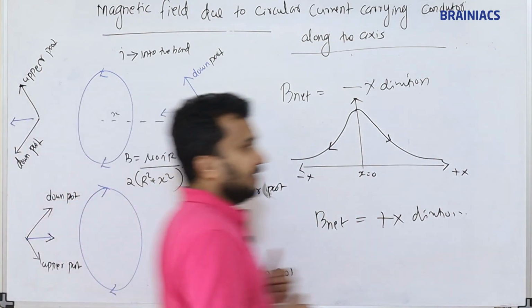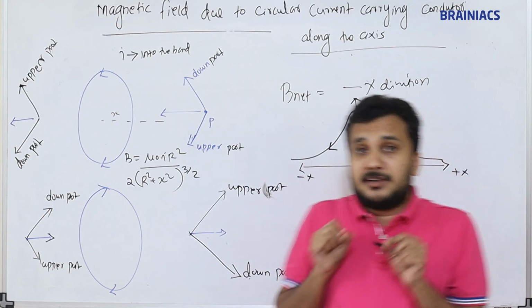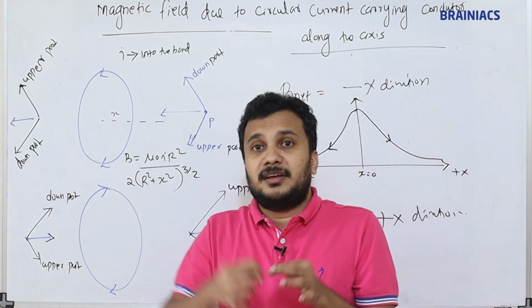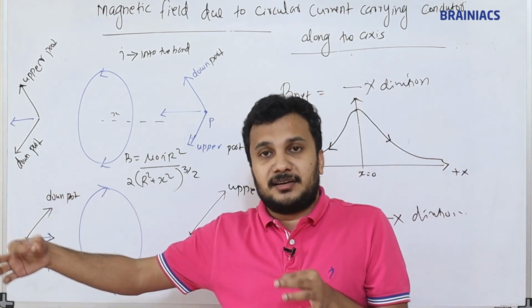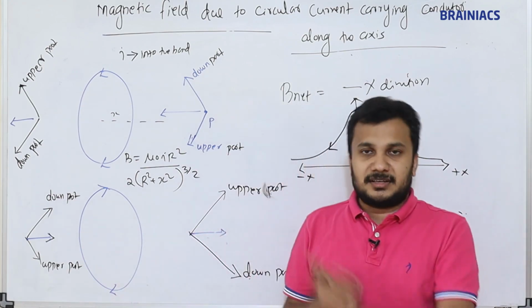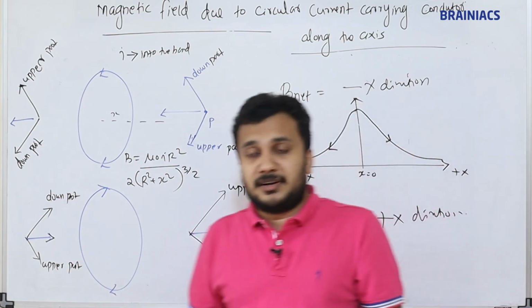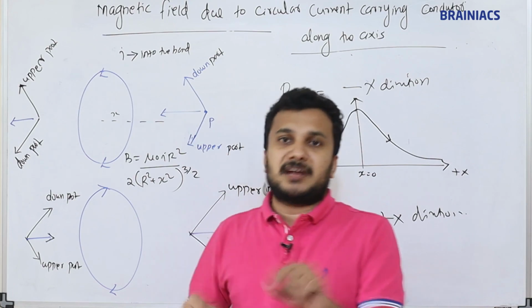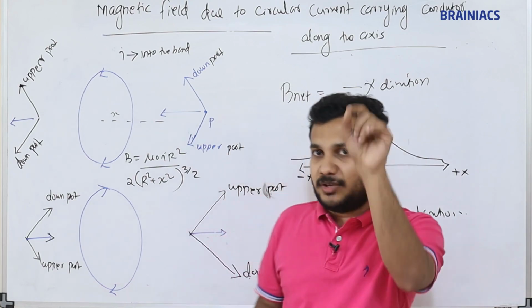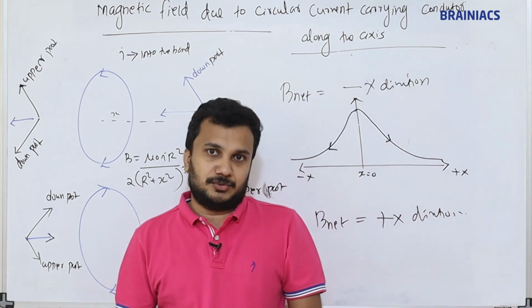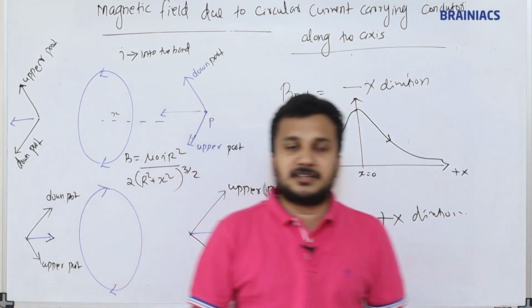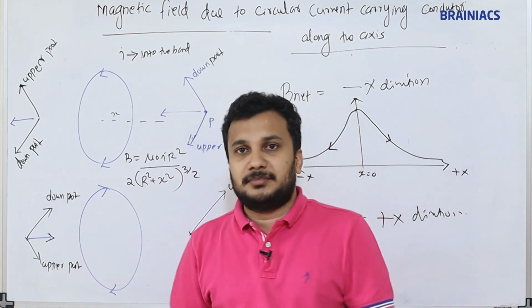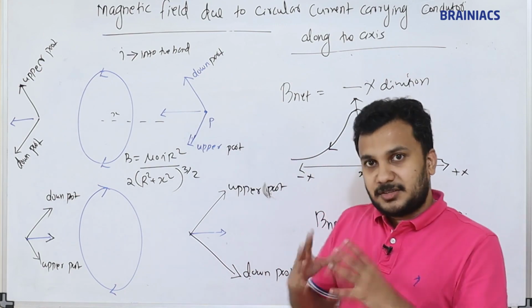Hope this concept is clear. We found the magnetic field due to a circular current carrying conductor along the axis of the conductor, not at the center. The center we saw in the last class, but from the axis of the conductor we can calculate the magnetic field at the center of the conductor by putting X equal to 0. Hope this topic is understandable to you and you got some conceptual information.